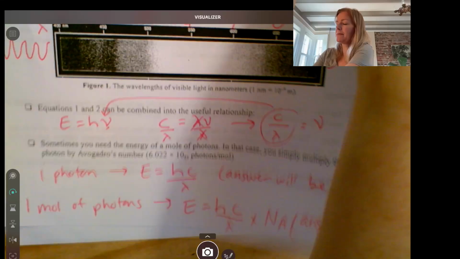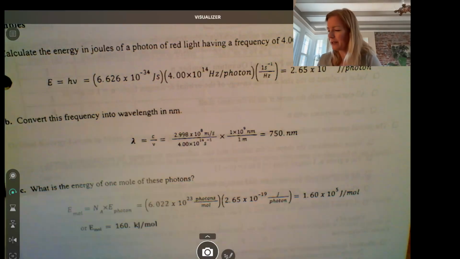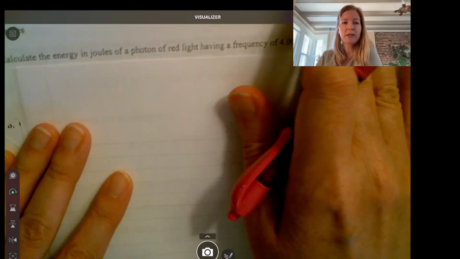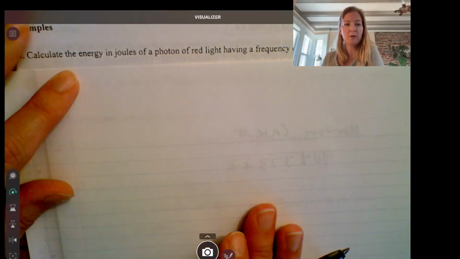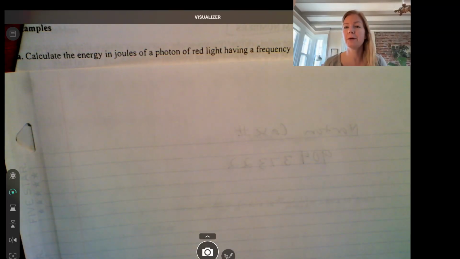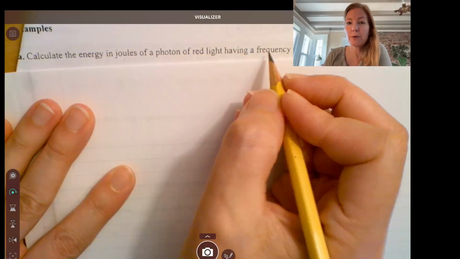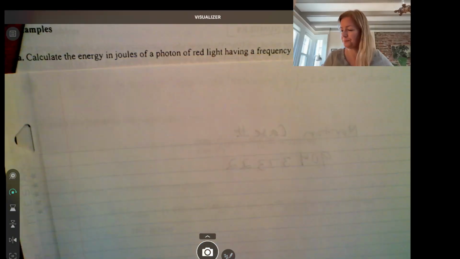All right. So what we have here is a couple of problems. I'm just going to cover up this answer. I don't really like the way that they did it. You don't have to write this down because the answer's already been written down. Just listen to my explanation. So calculate the energy in joules of a photon of red light having a frequency of 4.00 times 10 to the 14th hertz. We know the frequency and it's asking for the energy. So we're going to use this formula, E equals h nu.